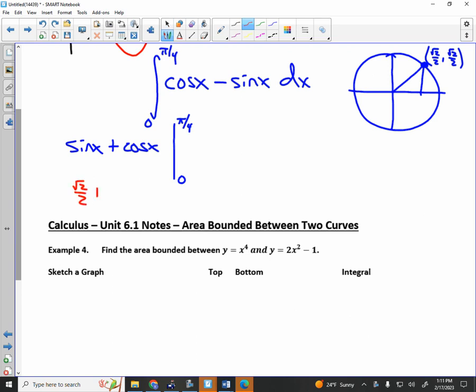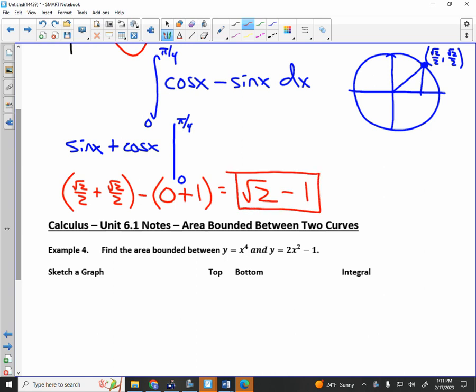So as we evaluate, the sine of pi over 4 is the root of 2 over 2, plus the root of 2 over 2, minus sine of 0, which is 0, and the cosine of 0 is, as you said, 1. The root of 2 over 2 plus the root of 2 over 2 is the square root of 2, and it's minus 1. Please take out your calculator.